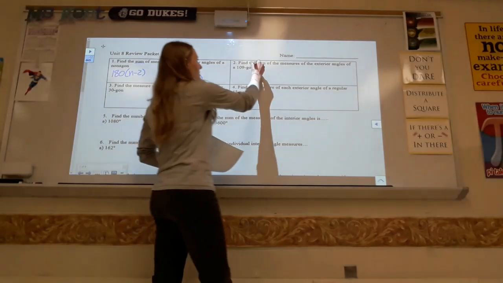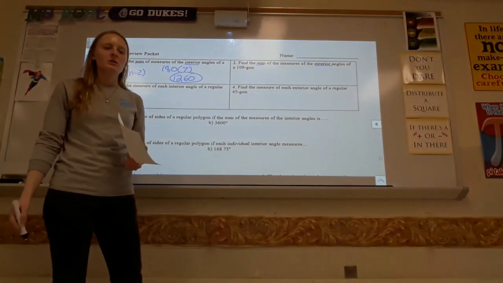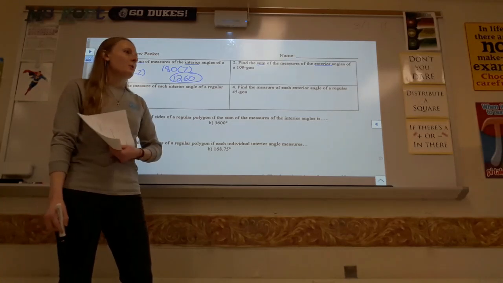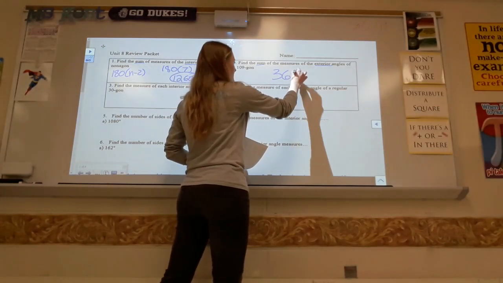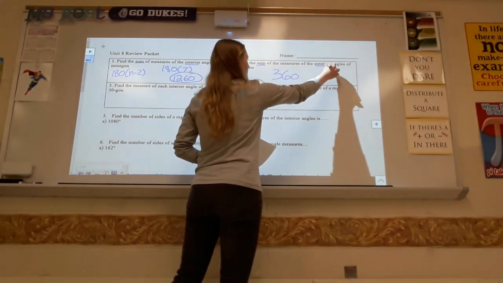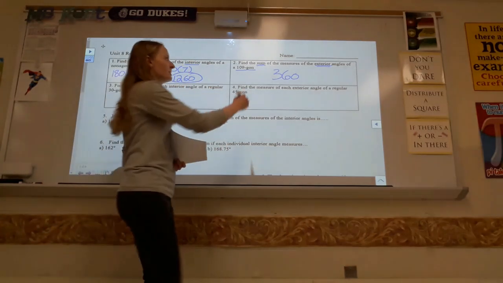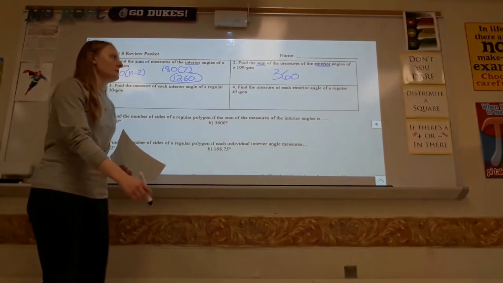This one, I see the word sum and exterior. So this time I'm using the rule for the sum of exterior angles. There's no formula for this. It is the same answer every time. When they want the sum of exterior angles for any shape, it is always 360. So as soon as you see this and this, you don't even have to pay attention to the fact that it's a 109-gon. It doesn't matter how many sides it has. The answer is always 360 for the sum of exterior angles.